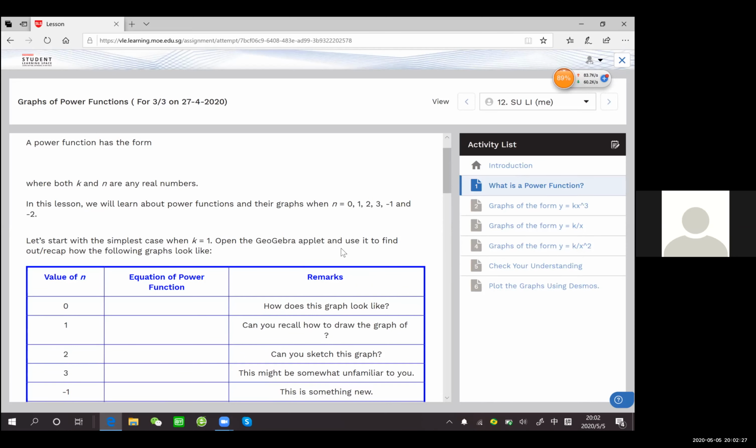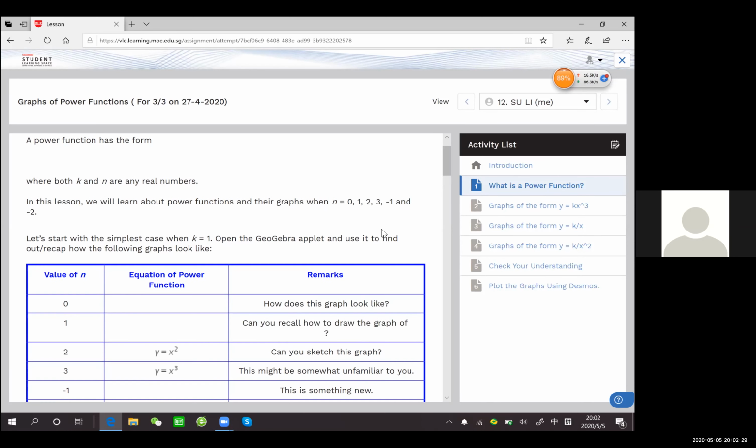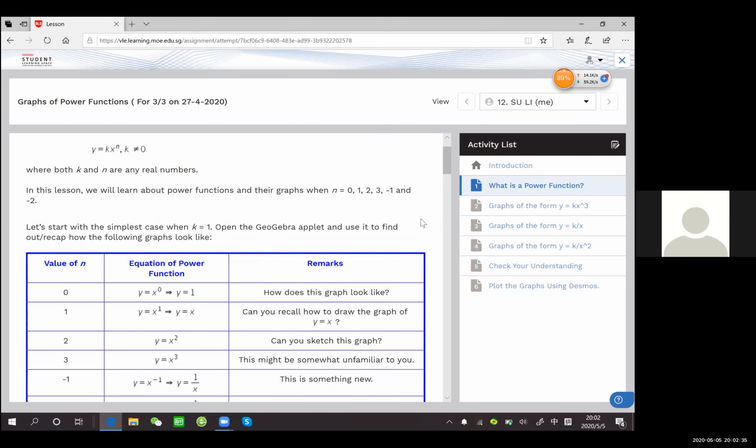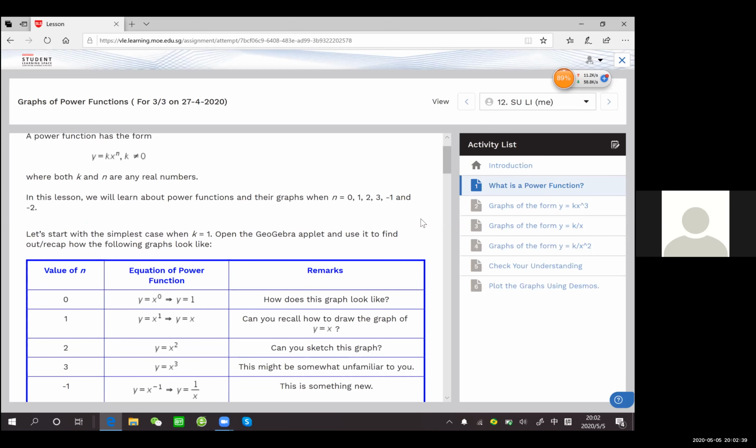Equation of power function. So a power function has the form where both k and n are real. So basically x to the power of 0, x to the power of 1, x to the power of 2, x to the power of 3, minus 1. Okay, I got it already. Yeah, so my understanding is correct. So this is the one you want to talk about today, right? Yeah. It's very confusing.